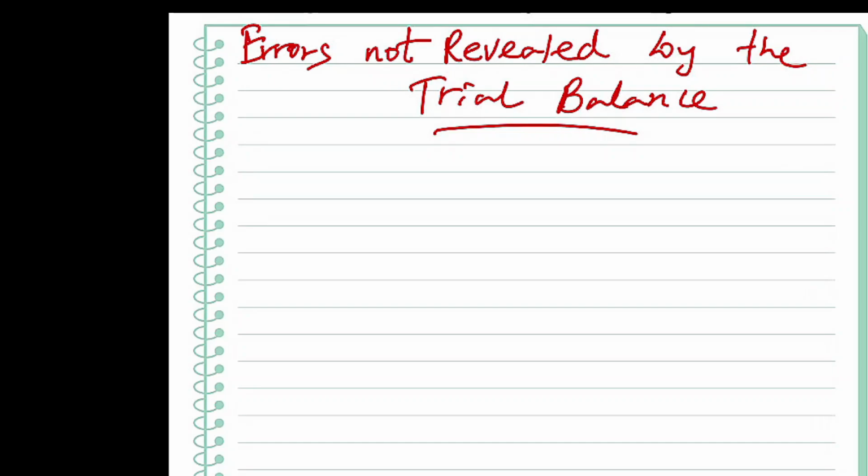And then finally we have errors of reversal. We have reversed the entries. Let's say we purchase a motor vehicle, paying in cash. What is the double entry? We have to debit the motor vehicle and credit the bank. But instead of that, we have done the opposite. We debited the bank and credited the motor vehicle. So still, the trial balance will balance. Those are the errors not revealed by the trial balance.